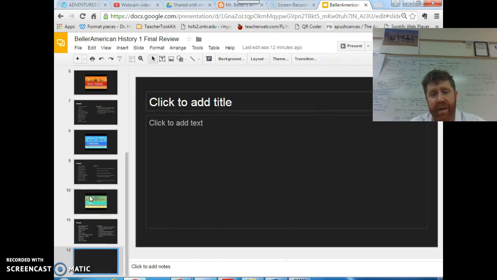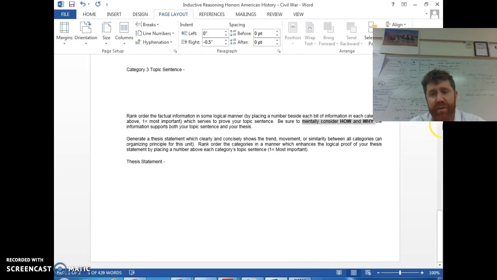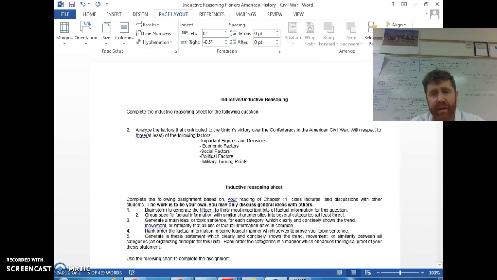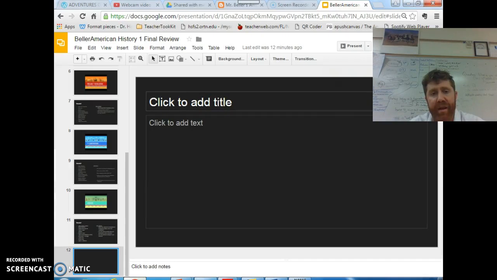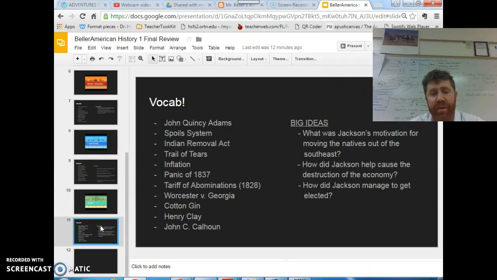So to recap, we want to do the inductive reasoning chart on a separate sheet of paper for the Civil War. You need to turn this in. This counts 25% of your test grade. After you turn this in, you want to go to my blog again, and you want to do the flashcards all the way up through Jackson.